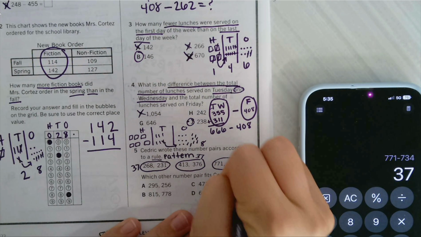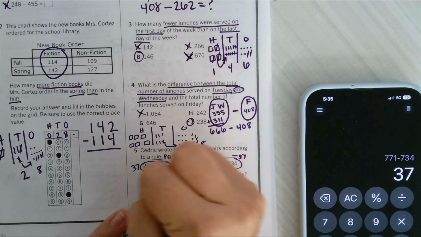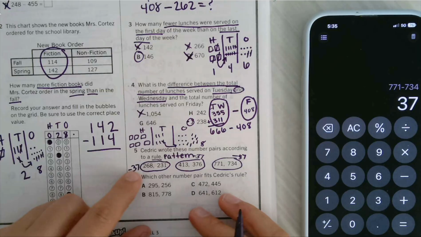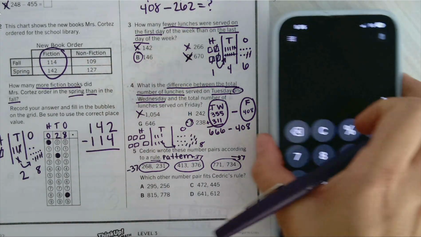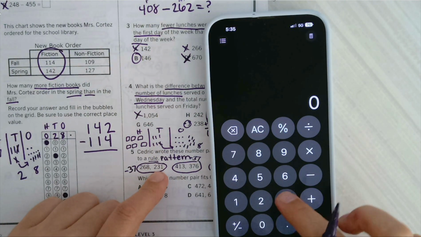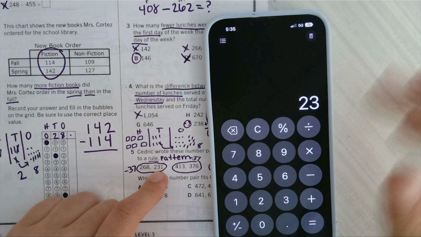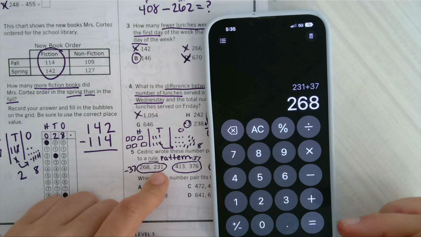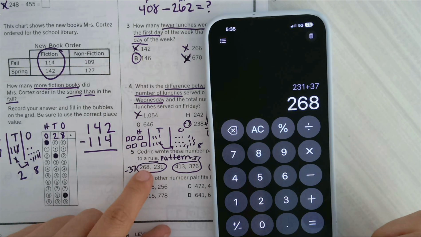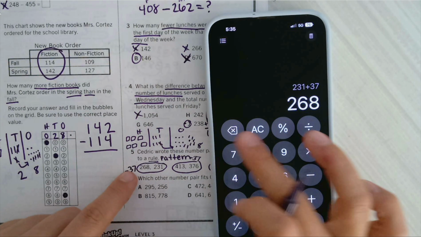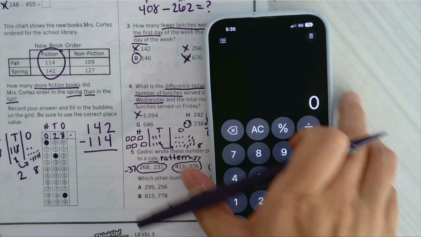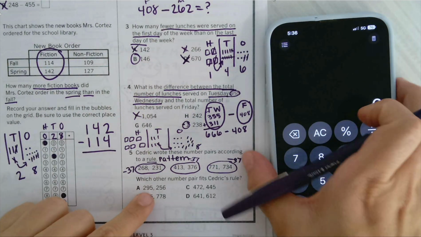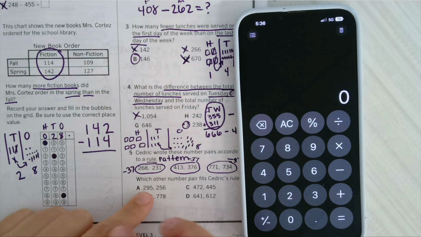But it's not just 37, it's minus 37 because the difference between those numbers is 37. Because if I take 231 plus 37, I'm going to get 268. So to get from here to here, I had to take away 37. So which other number pair fits Cedric's rule? Well, let's find the difference really fast. Let's see if we have to take away 37.